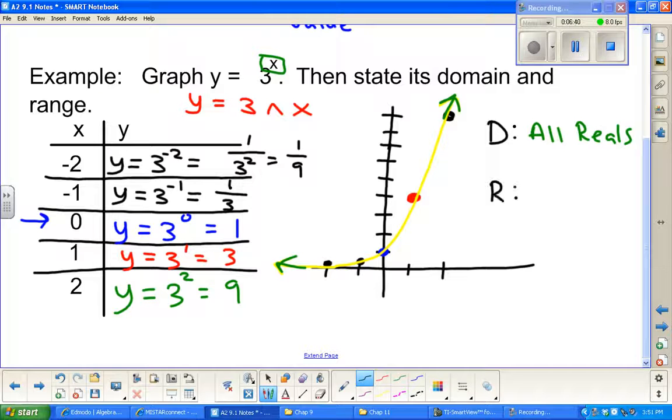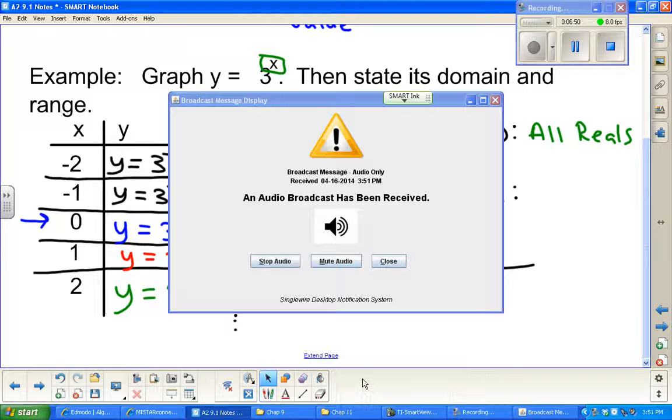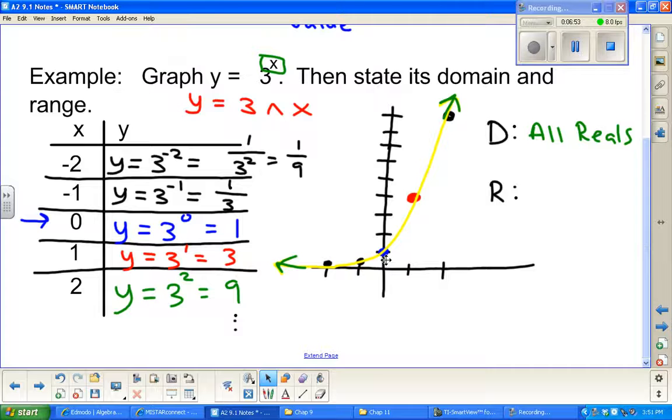Now the range is asking which y values, or which outputs, you will get. You can tell from our table that the y values just keep getting bigger and bigger and bigger. On the graph, the y values are going to get bigger and bigger, so there's no upper bound, no maximum. But on the left side, we said they were getting close to 0, so the y values will never actually reach 0. They're getting smaller and smaller. So the range can be any number as long as it's greater than 0. We can't put the equal sign because it will never equal 0, but y could be any number greater than 0. So that's a basic graph here.